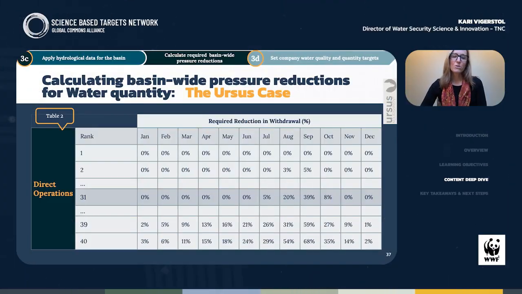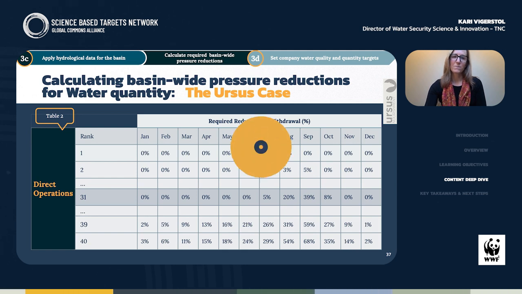You now see Table 2 with the calculated reduction percentages for a 40-year period of record. For each month, URSUS independently ranked the values for each month across years from lowest to highest percent reduction for the Meuse Basin. The 31st highest reduction percentage corresponds to the 75th percentile.